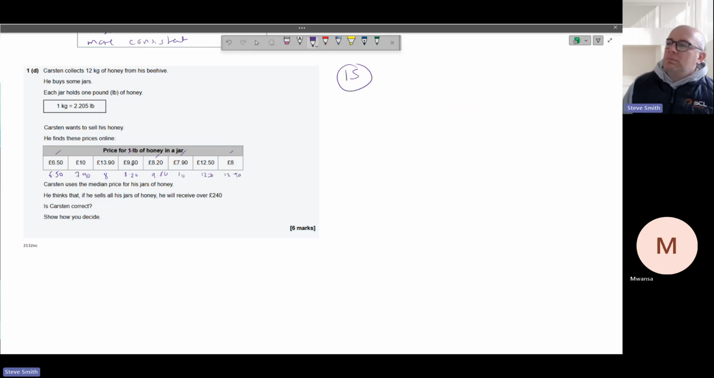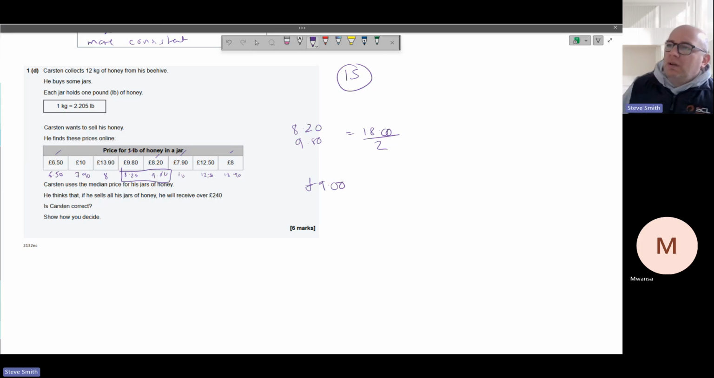So again, there's 8 numbers. We need the middle 2. It's non-calculator this time, don't forget, so we can't just suddenly whack it in a calculator. £8.20 and £9.80. That's a pound, and that makes that into 9. So the way I look at that is that that's £18. £18 divided by 2 gives us £9. Okay, so we're selling our honey for £9 per pound, if you know what I mean.